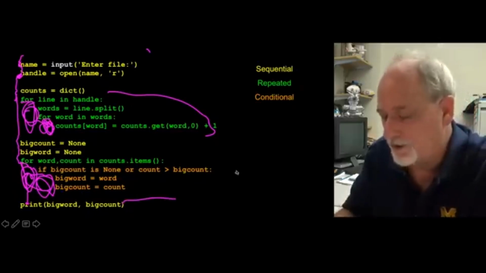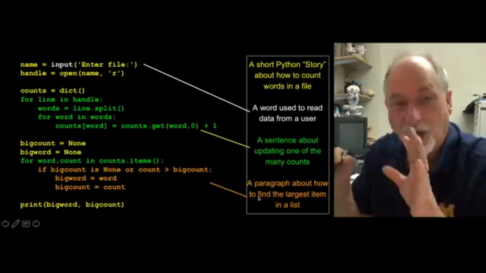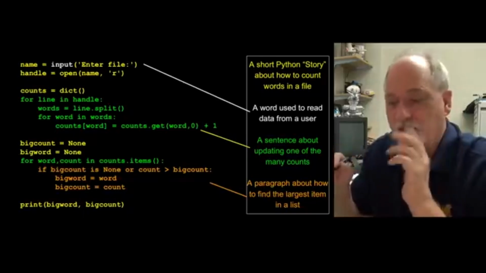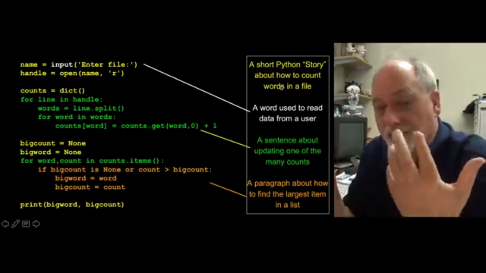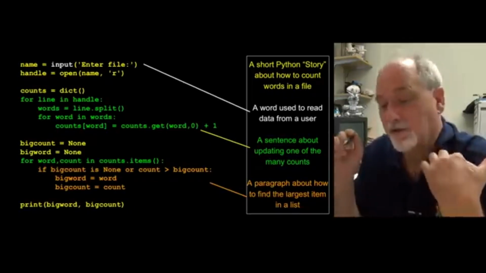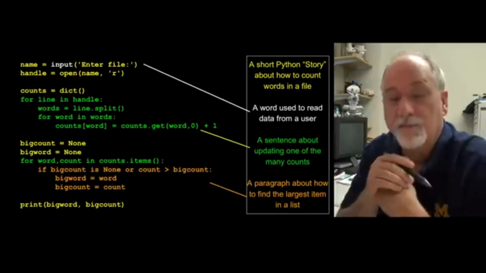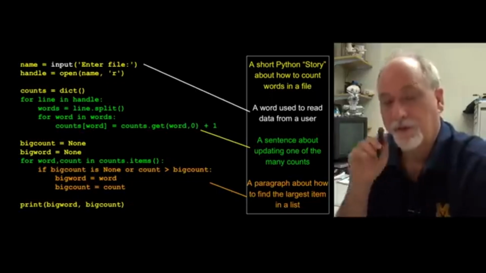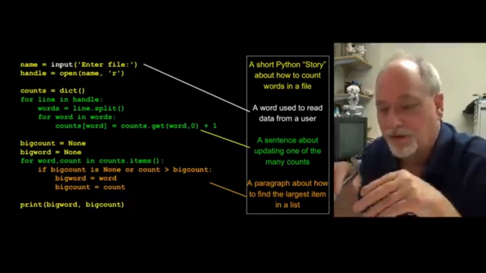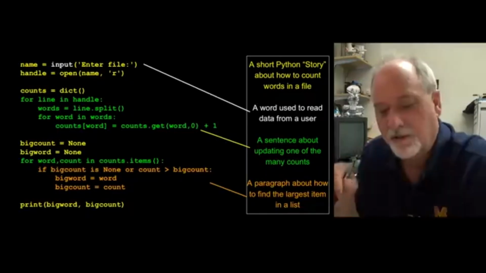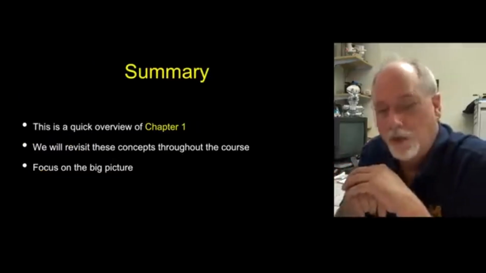And this is, of course, the program that figures out the most common word and prints that most common word out. And so this is a Python short story. It reads some data. It reads the name of a file. It opens that file. It talks about how to make a histogram. And then it looks through for the most common word. So don't worry too much about this. Over the next couple weeks, we'll fill in the pieces so that you absolutely understand every single line of this code. So this is a quick overview of Chapter 1.